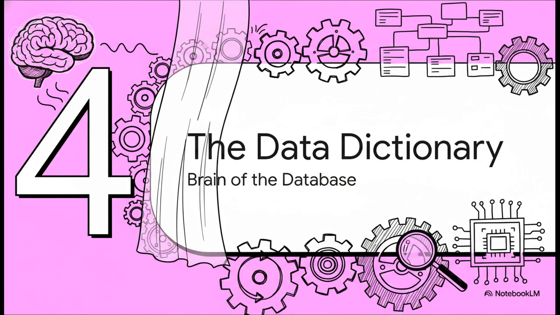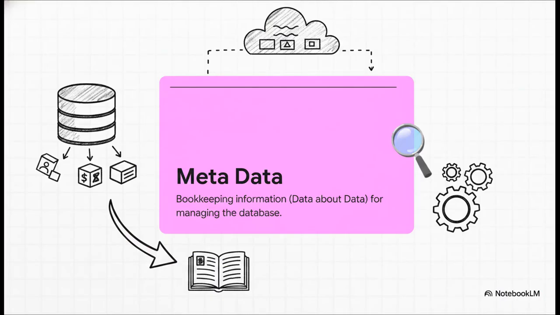All right, moving into Section 4, the data dictionary, the brain of the database. To look behind the curtain and see what keeps all these schemas and levels functioning so smoothly, we really need to understand the data dictionary. And that starts with metadata. The absolutely crucial point here is this. Metadata is quite simply data about data. It doesn't contain your actual user data. There are no customer names or product prices here. Instead, it contains all the essential bookkeeping information that's required for managing the database itself.